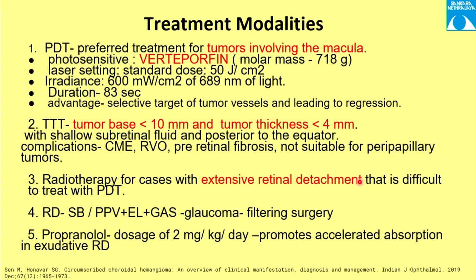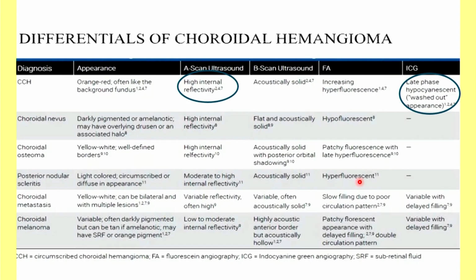When there is a frank retinal detachment, you can go in for surgery like scleral buckle or pars plana vitrectomy. If there is an associated glaucoma component, combine it with a filtering surgery. Propranolol in the doses of 2 mg per kg per day has been shown to promote absorption of the subretinal fluid. What differentials do you think of?